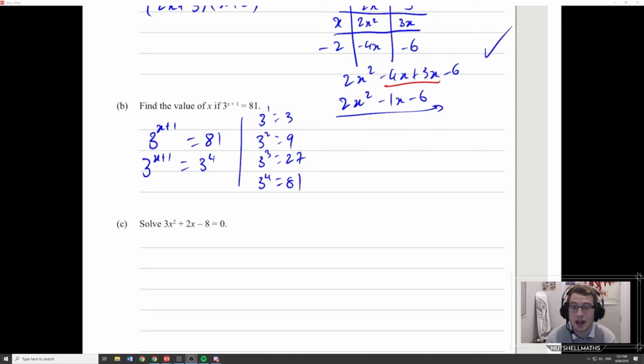Now that I've got the same base, I can essentially drop those two down, is how I like to imagine it. So we get x plus 1 equals 4. So I cancel out those two base 3's. And I will solve this. X equals 4 minus 1, which is 3. And you're done and dusted. X is 3.